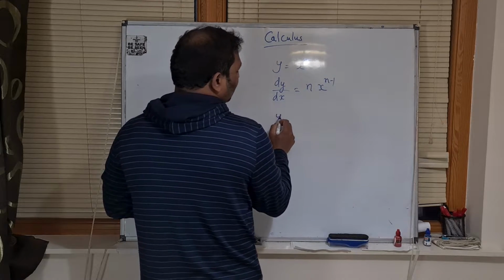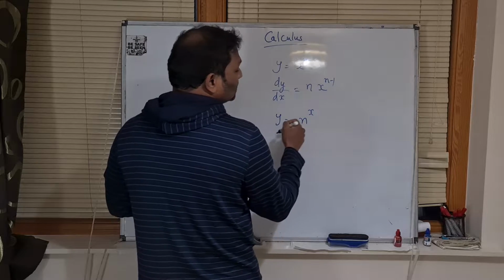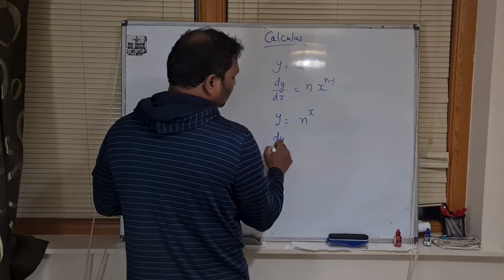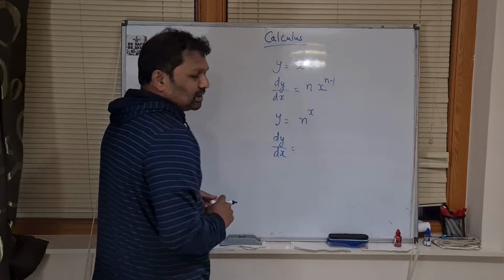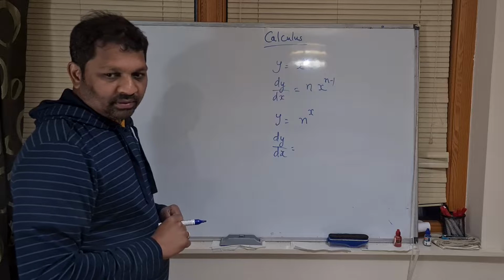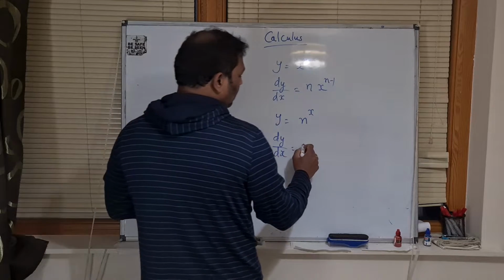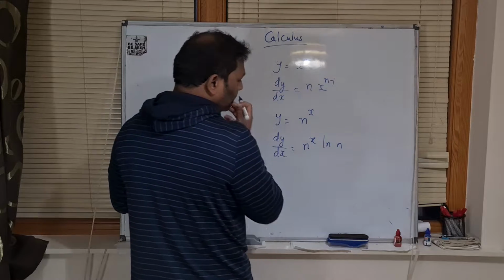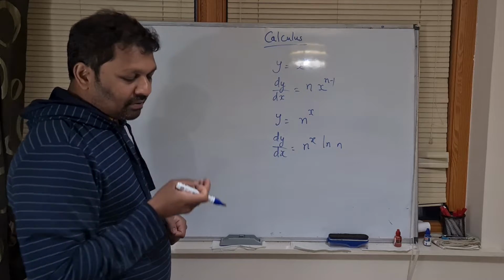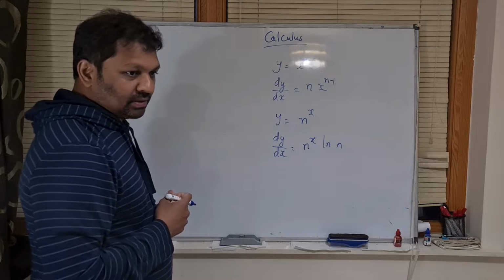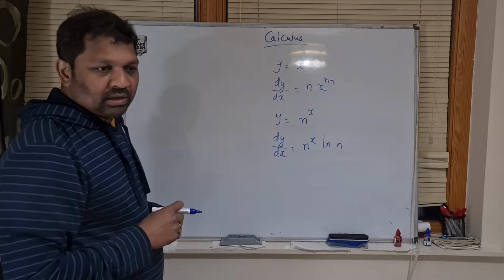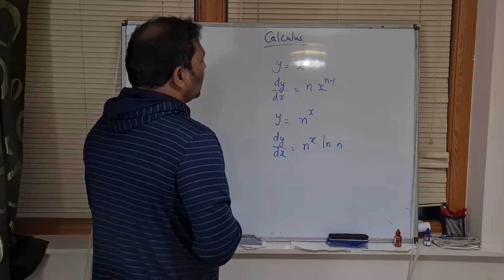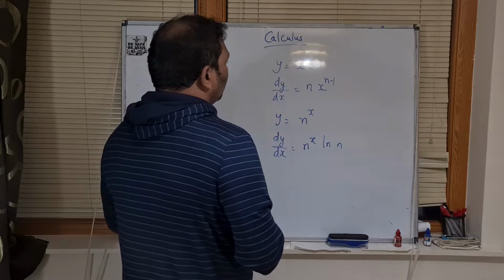Okay. So if y is equal to n to the power of x, where n is some constant, then dy by dx is going to be, what is the formula for this? n to the power of x ln n. ln means it's a natural logarithm where the base is always e. e is Euler's number. So the value of e is going to be 2 point something. I don't remember, that's fine.